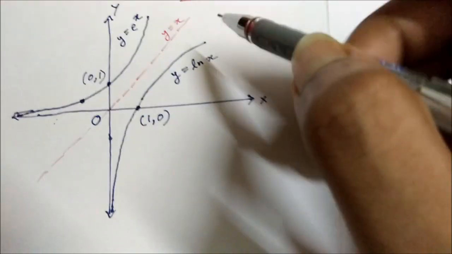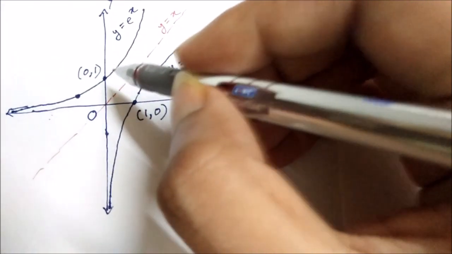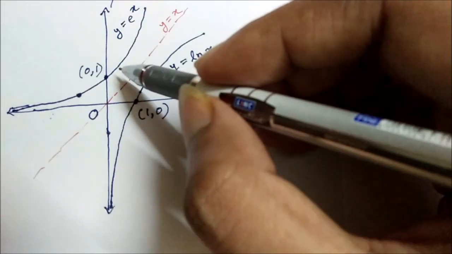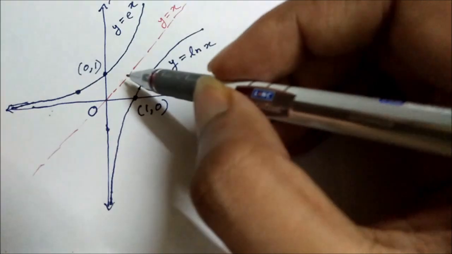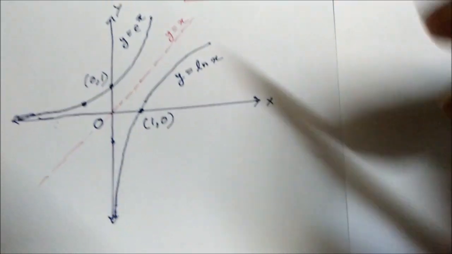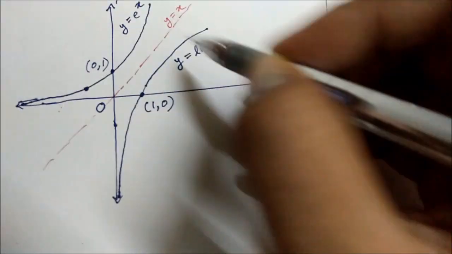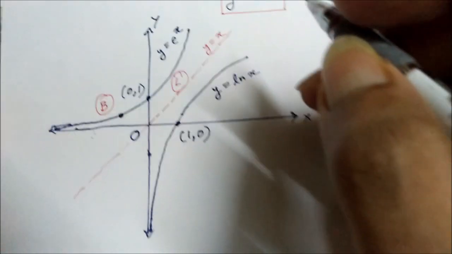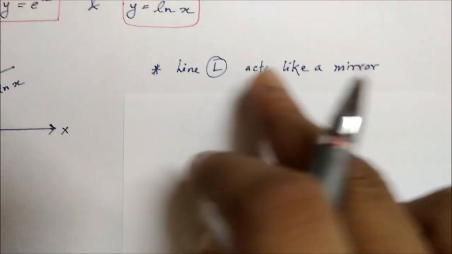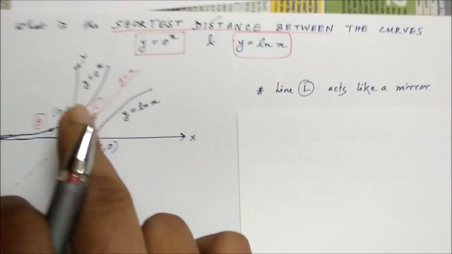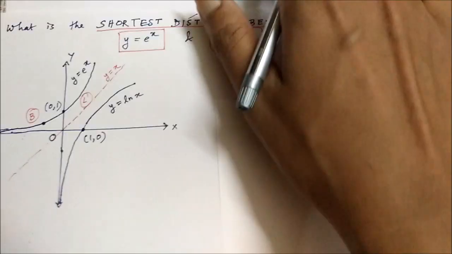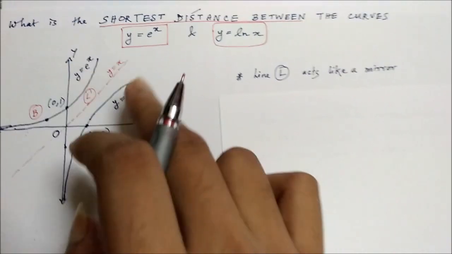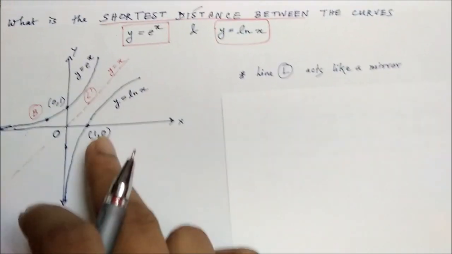Now how does this help us? Suppose there is a point from where that distance is measured. Half the distance will be the distance from this line to the curve. So we focus on this line and any one of these curves. Let's take this one. Let's name this curve B, and let's name this line L. So L is the line of symmetry. It acts like a mirror between these two things. This is the reflection of the other.